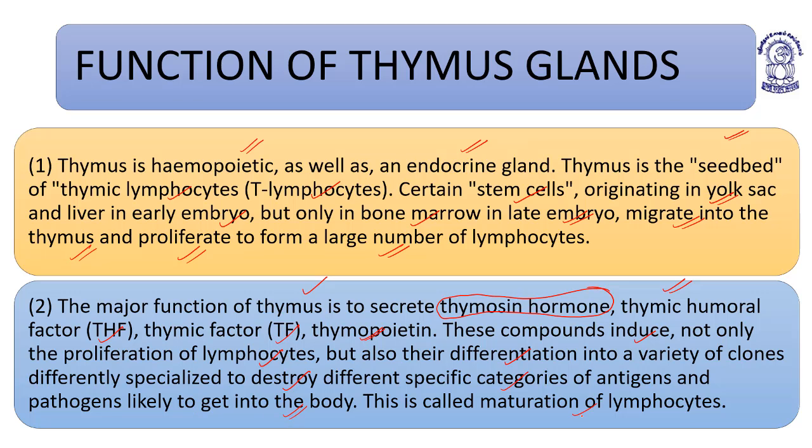This is called maturation of lymphocytes. Not only proliferation happens in the thymus, but proliferation plus maturation. Maturation happens in the thymus gland.